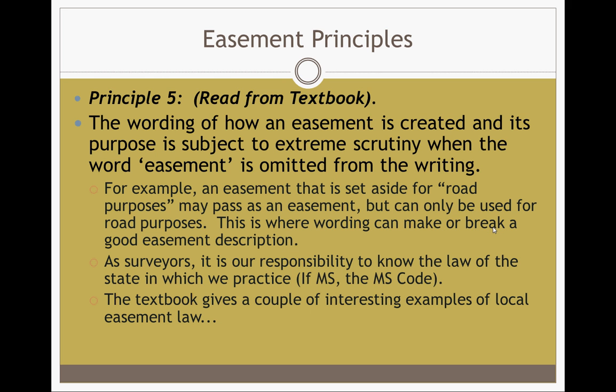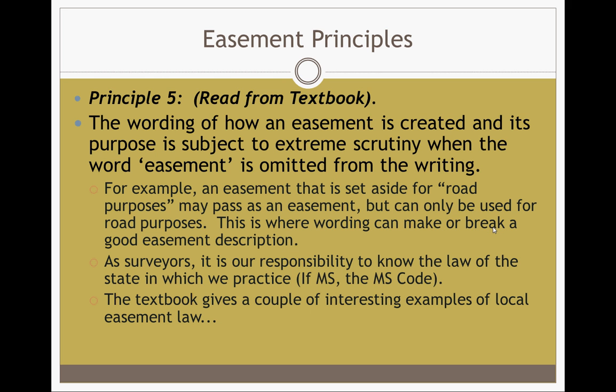Principle 5. I want you to read this one from the textbook because it was so long. Between private parties, there is a presumption that fee simple title is intended to be granted in a deed to real property unless it appears in the writings that a lesser estate was intended. Unless there is a statement to the contrary in the conveyance or the statute otherwise, the presumption is that the public acquires an easement only in highways.